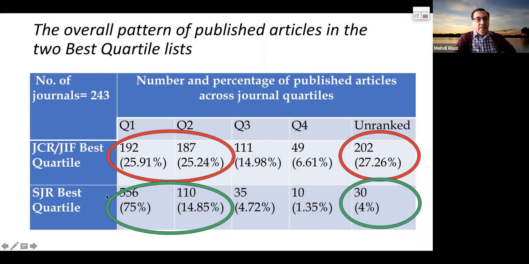I can say that SJR was more lenient as relates to the ranking of the journals. And as you can see, according to SJR, about 90% of the articles were published in Q1 and Q2 journals. And only 4% were considered unranked, and about 5% in Q3 and Q4.